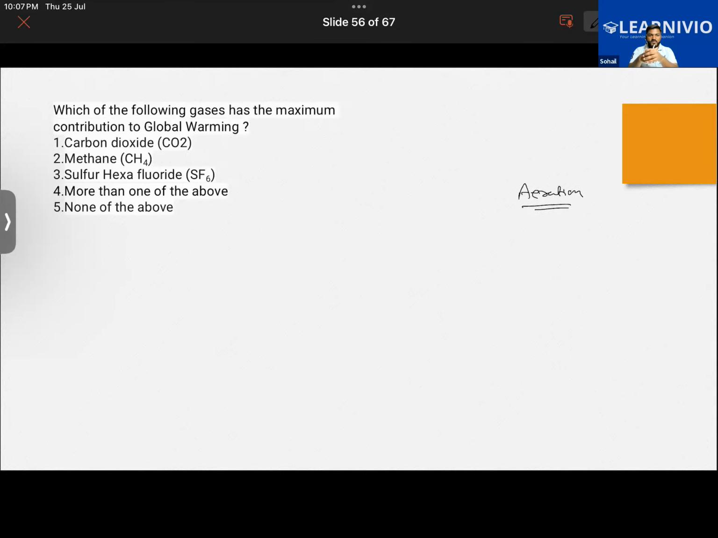Or there can be none of the above. Just look at the carbon dioxide options. Carbon dioxide and methane. So which option is correct? Option number 4, more than one of the above.